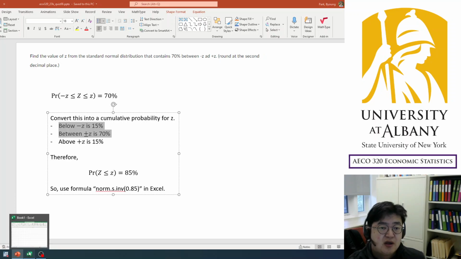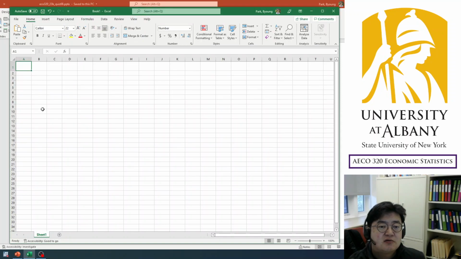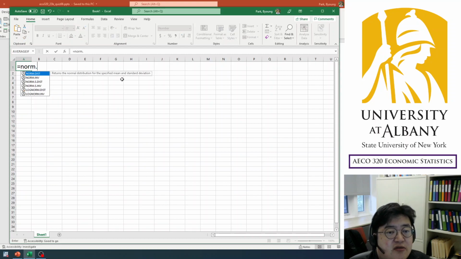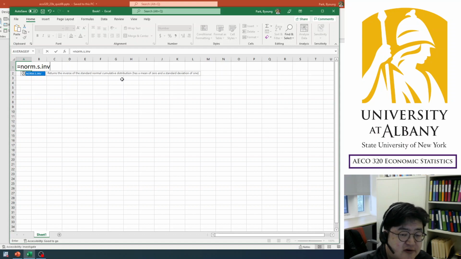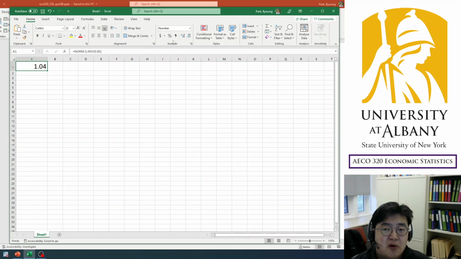That means if you move to Excel, let me increase this. Then you may use this formula, standard normal distribution inverse, and we are going to put in 85%. Then you will get a number. In case you don't have rounding, you may round using this button. If you round at the second decimal place, it will be 1.04, right?